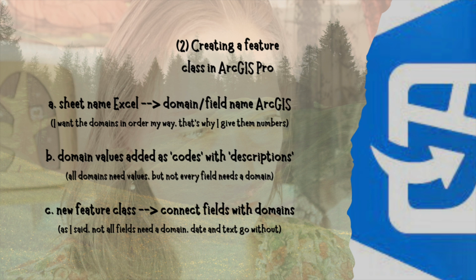And that leads us to our new feature class, which we will create in ArcGIS Pro. First we'll create the new feature class with a point geometry, and then we will connect the fields of that feature class with domains. Again, not all fields in our new feature class will have a domain. The date and the text will go without. But most fields will receive a domain, which we will go ahead and create now.